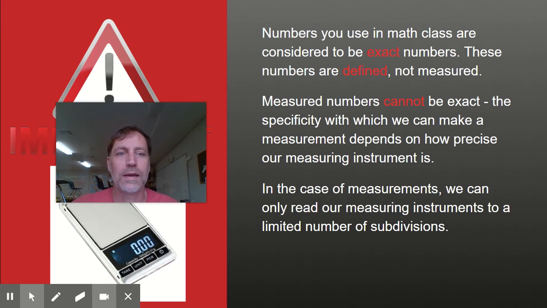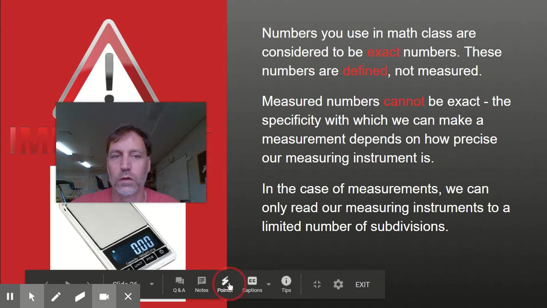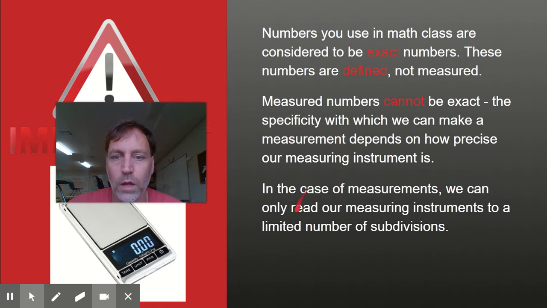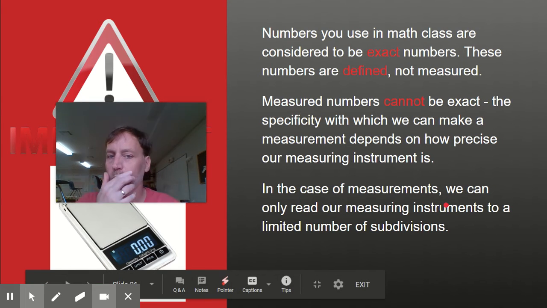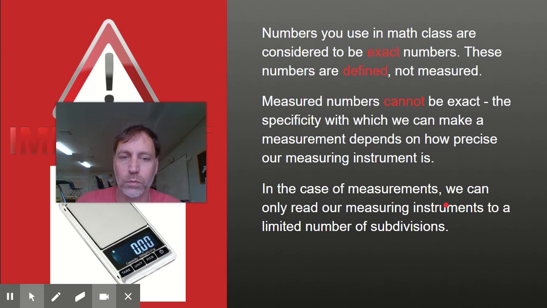Measured numbers cannot be exact. So they have to be estimated with some specificity. All right. So in the case of measured numbers, we only read the measurement to the number that our measuring instrument can handle, or the number of subdivisions.